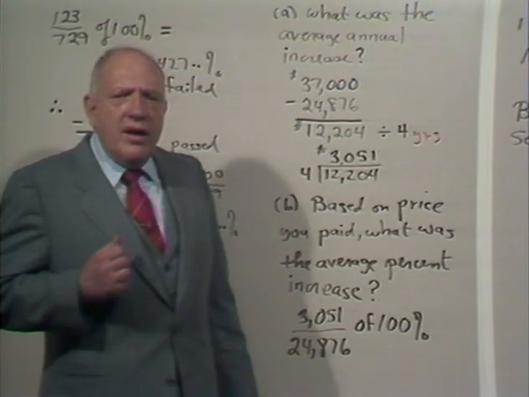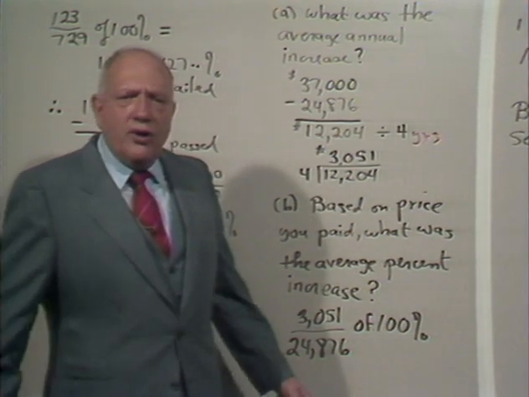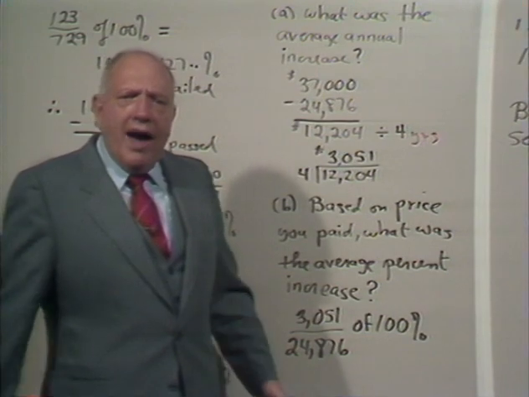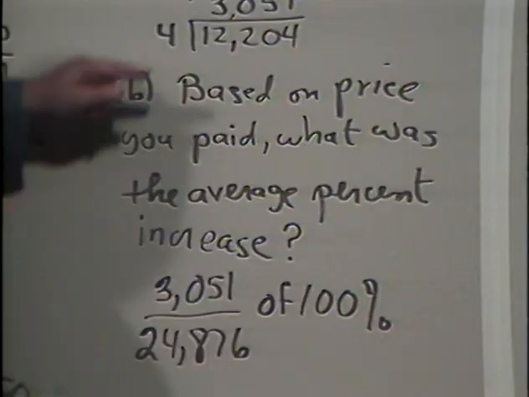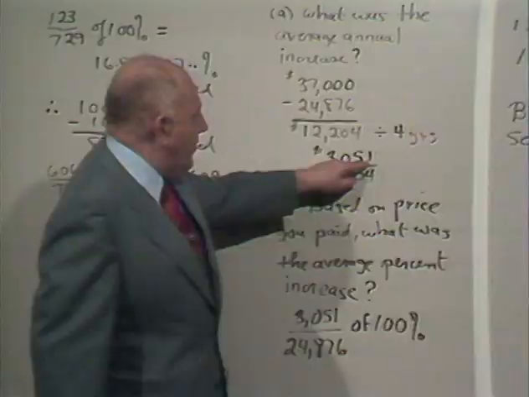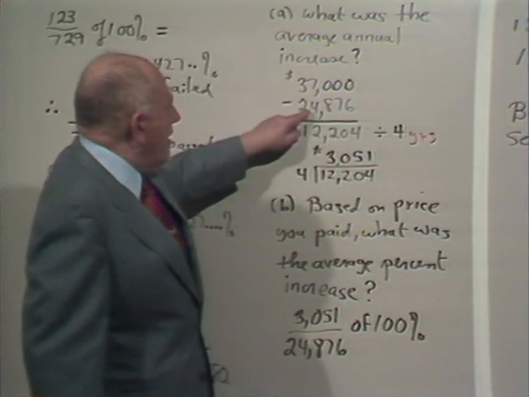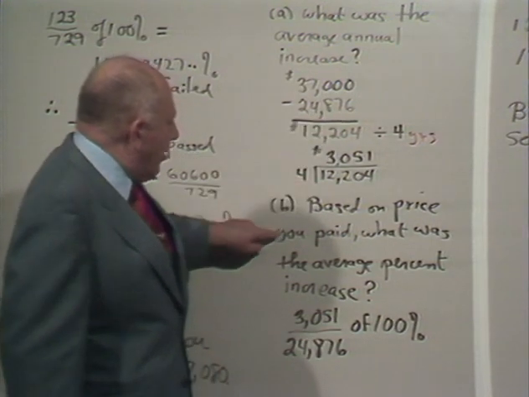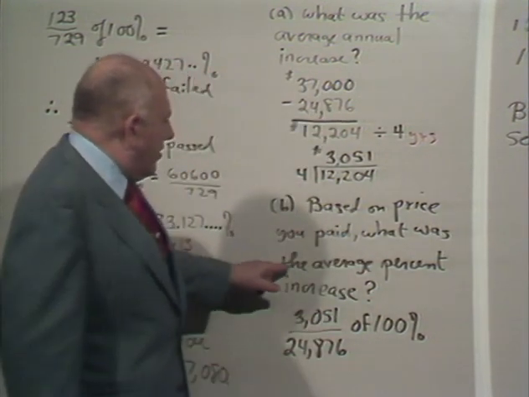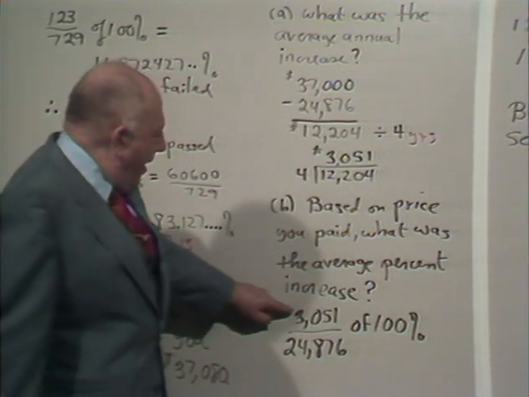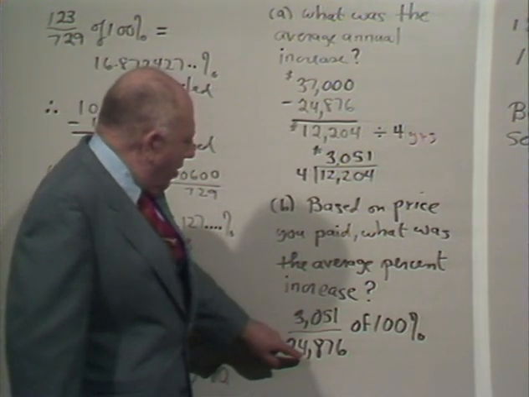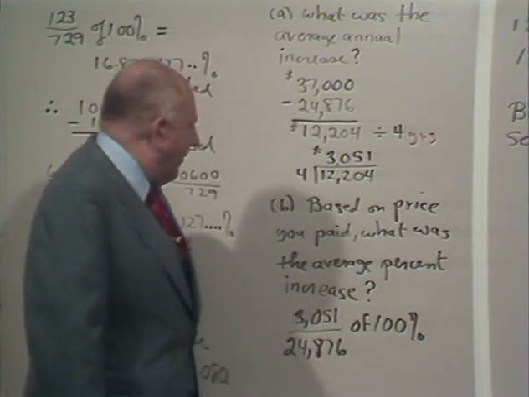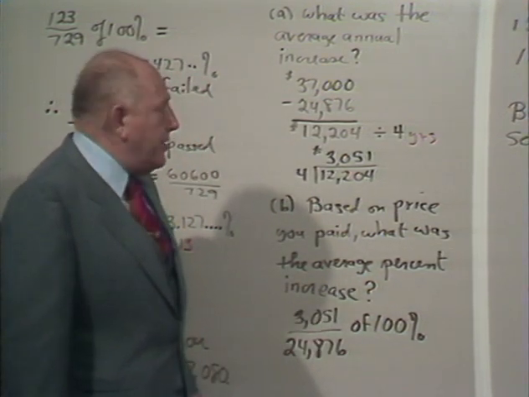But now the question is, is $3,051 a good return or a bad return? And the answer again says it depends on how much money you invested for the house. What were you making that $3,051 on? It was on an investment of $24,876. So based on the price you paid, the question says what was the average percent increase? You made $3,051 per $24,876. So I take that fractional part of 100, and that's going to give me the answer to the problem.